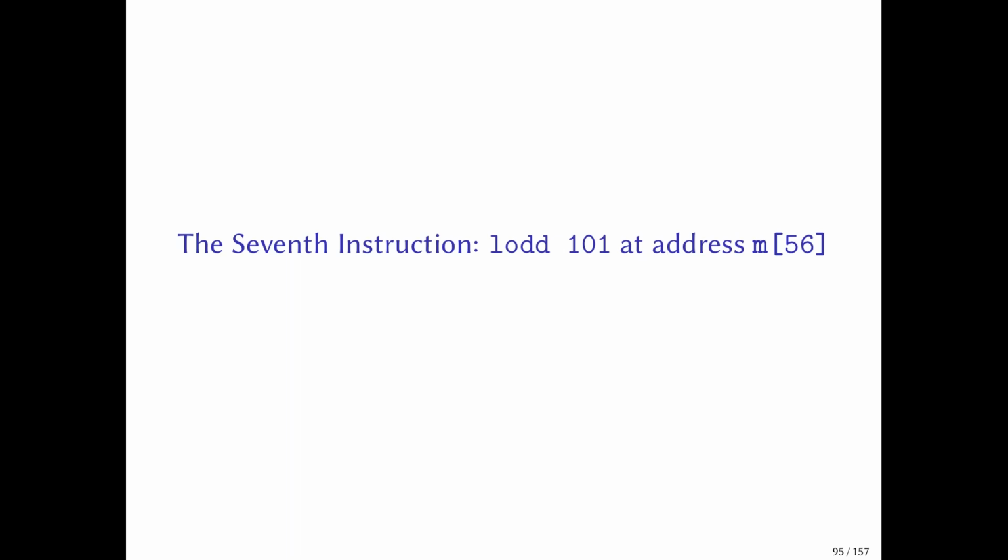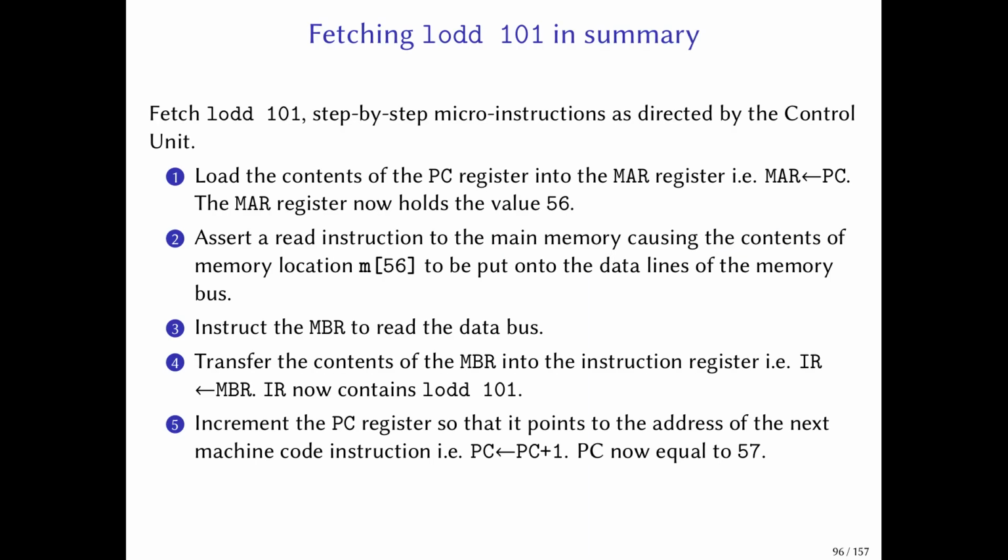The 7th instruction, like all the instructions we've looked at so far, starts off with our fetch. Recall that the fetch is the same for every machine code instruction. The only difference is that the PC register is different for each fetch. We're now on the 7th instruction. We started at the instruction stored at memory address 50, and now we're at the 7th instruction, which is stored at memory address 56.